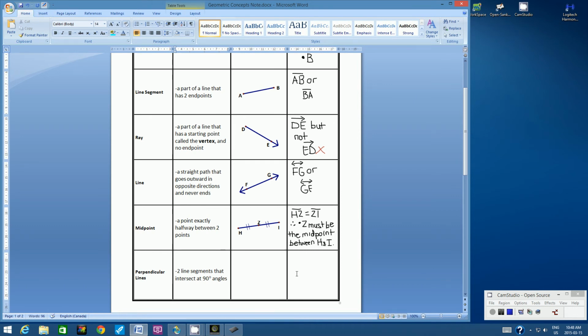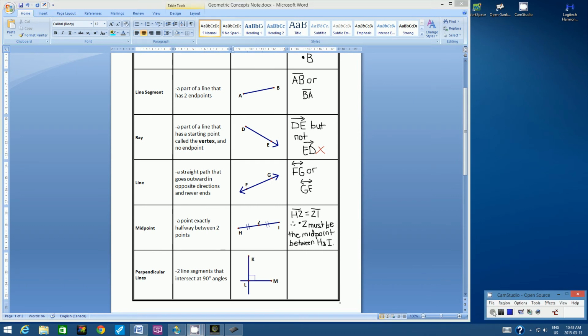Okay, so let's draw a diagram of perpendicular lines. This is what perpendicular lines look like. I've got two line segments, KL and LM, that intersect or cross each other at 90 degrees. It's very important that you write this symbol here at the intersection, this little square, signifying perpendicular lines. That means a 90-degree angle.